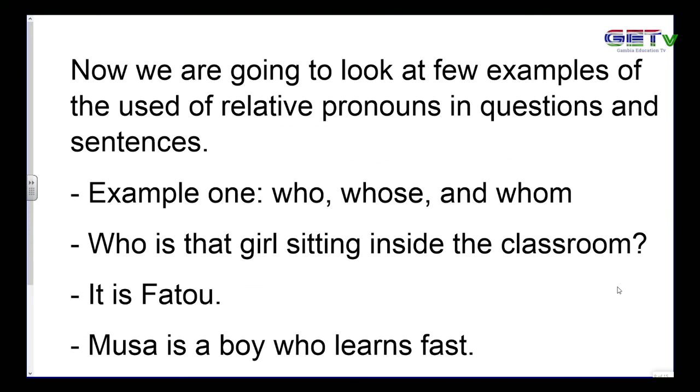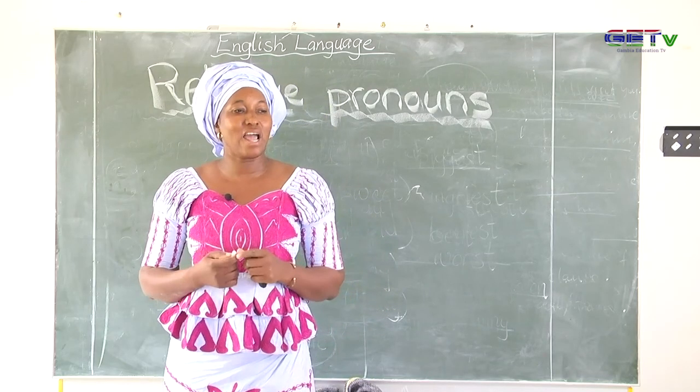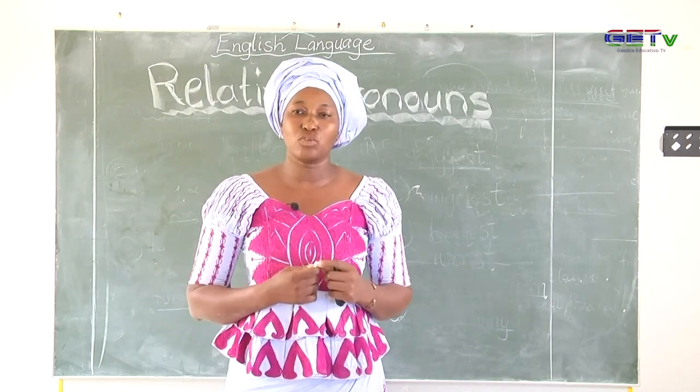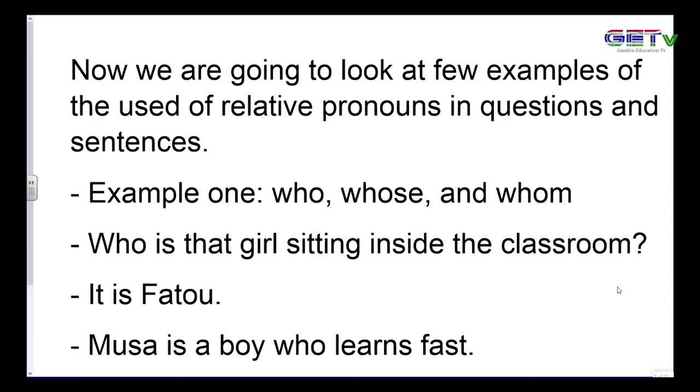First, let's look at who, whose, and whom in sentences. Who? I read the question. Who is that girl sitting inside the classroom? Who is used here in a question form. You could answer and say, it is Fatu.